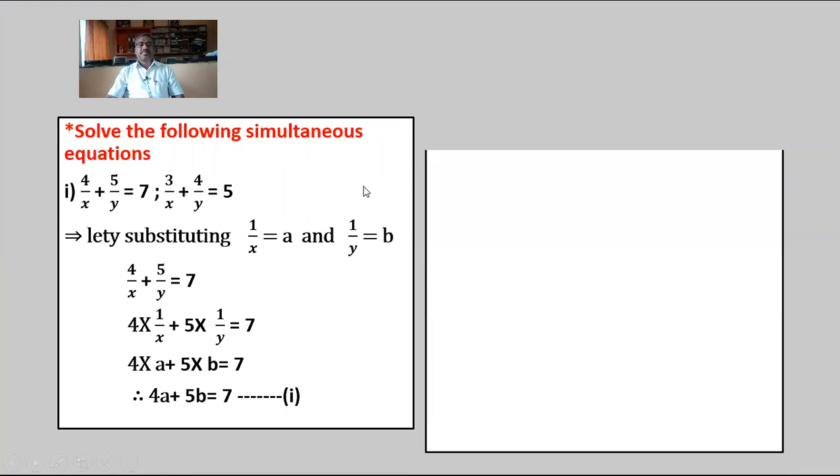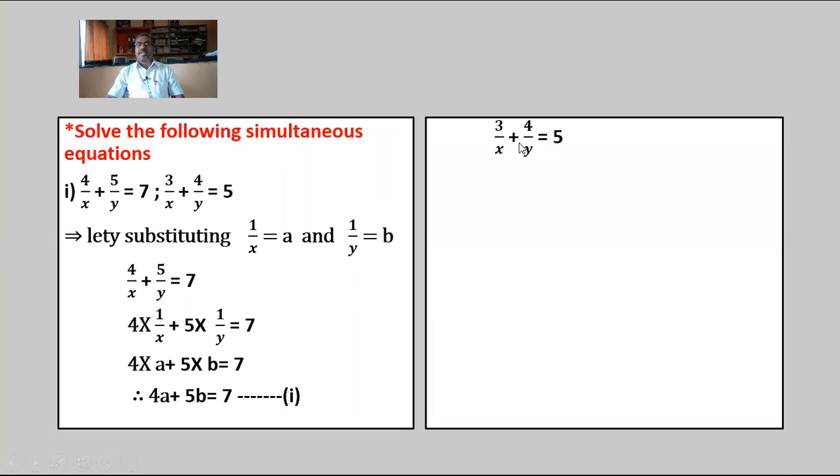Second equation, 3 upon x plus 4 upon y is equal to 5. Here substitute the value 1 upon x is equal to a, 1 upon y is equal to b. Then we get 3 multiply a plus 4 multiply b is equal to 5. Therefore, equation 3a plus 4b is equal to 5. We get equation number 2. Equation 1 and equation 2 are simultaneous equations.